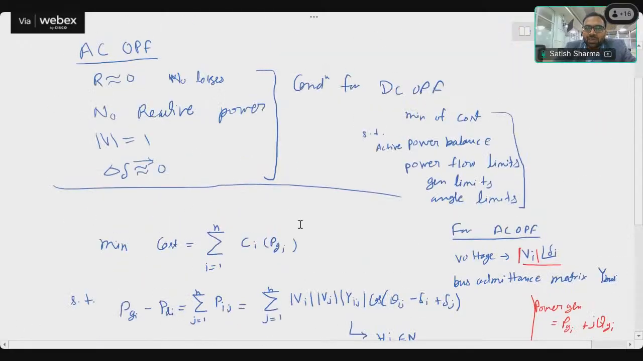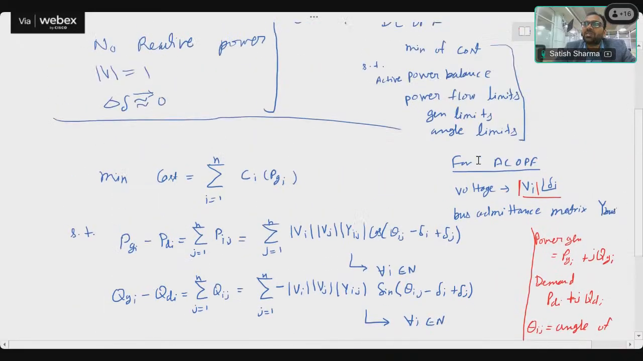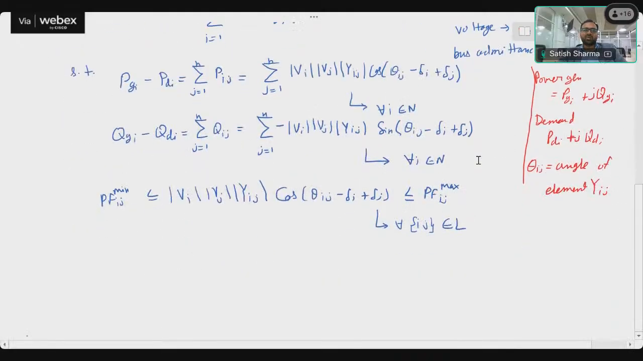Now, if you look at the power flow limits, generally we have only an active power flow limit, and we do not have any limit on the reactive power. Sometimes only apparent power flow limits are available, but let's say we can write those limits here. Now, next are the generation limits and voltage limits.